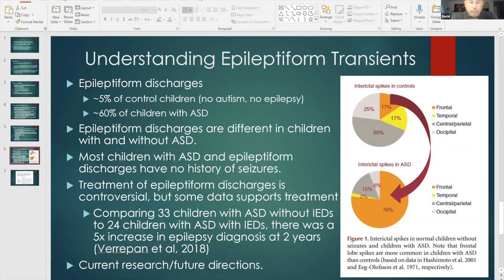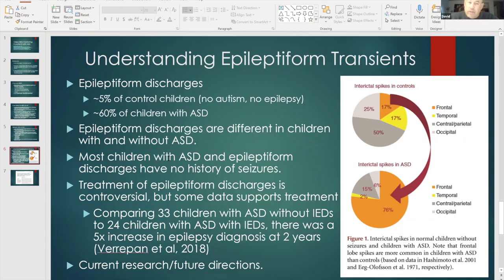So, although about 5% of neurotypical children may have epileptiform discharges on their long-term EEG, this number goes up to about 60% in children with autistic spectrum disorder. That means that about 60% of patients who come through our ambulatory video EEG study and get a proper analysis of their EEG will be found to have epileptiform discharges, which may be the basis for treatment, as I've mentioned.